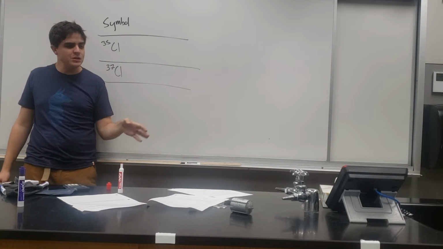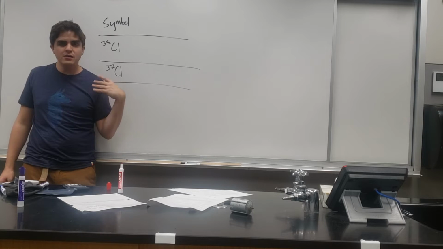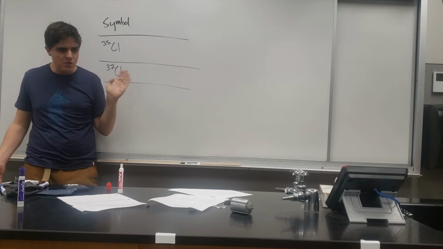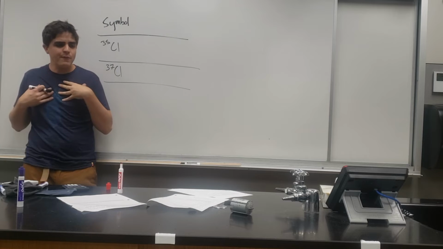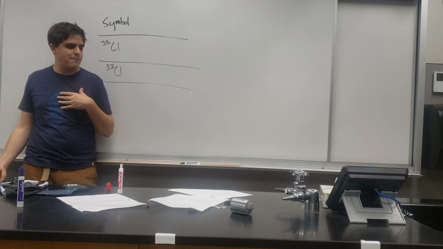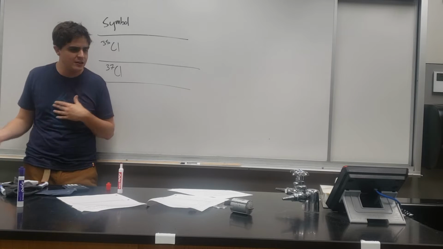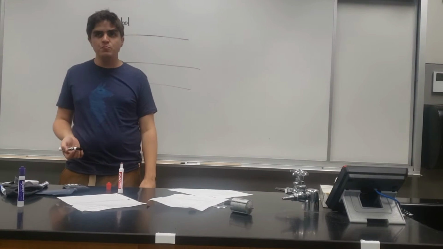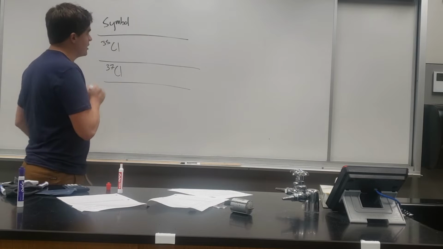The next thing we need to do is put in the weight or the AMU. I don't care which way you go. I'm going to take the weight. So I have 75.78% chlorine 35 and the other one 24.22%. So that would go in a new column like this.